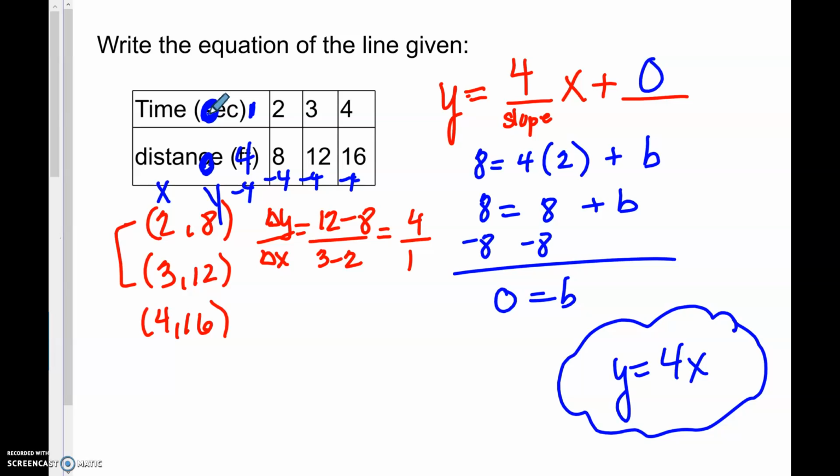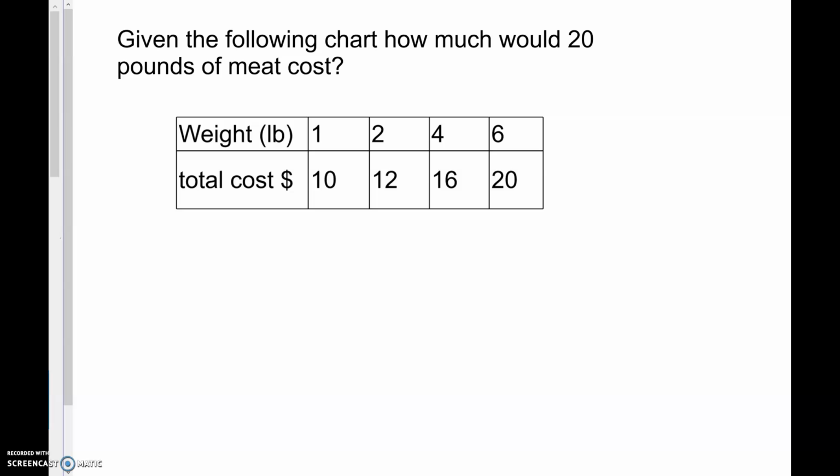So we can write the equation of a line from a chart by finding slope using your two ordered pairs and then either plugging in to solve or by keeping your chart going. Okay, either way will work.